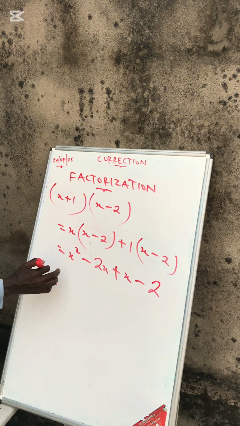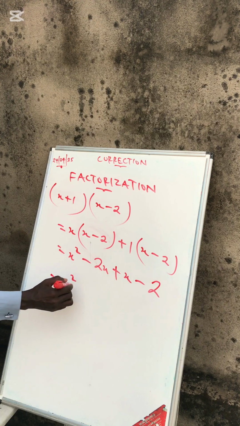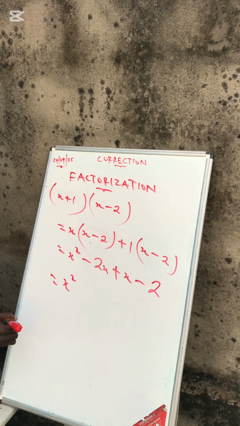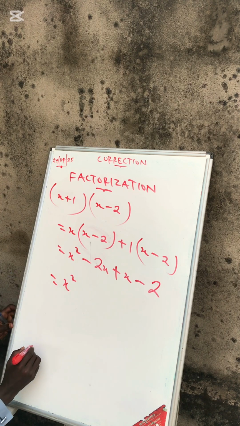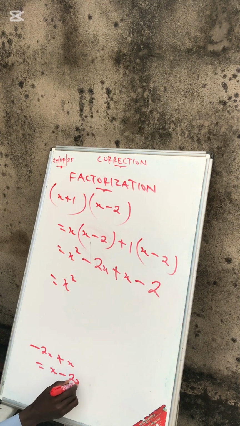So what does that mean? Equals x square, minus 2x plus x. Yes. That's x minus x? You are guessing. Let me show you. Look at that. Minus 2x plus x. Whenever they write the negative before the positive, you rearrange and write the positive first. That will be x minus 2x.